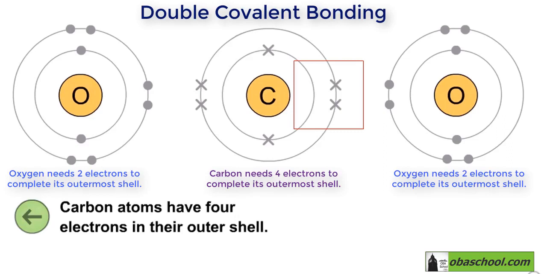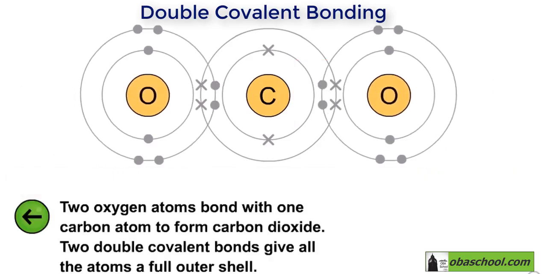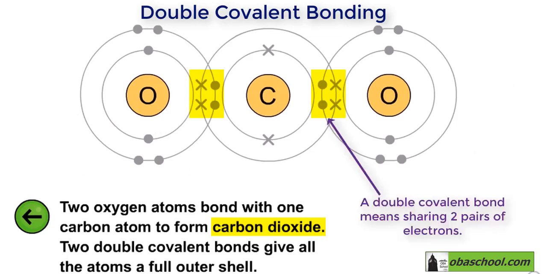What happens is the atoms attract and 2 oxygen atoms bond with 1 carbon atom to form carbon dioxide. We have 2 double covalent bonds, giving all the atoms a full outer shell. This double covalent bond means sharing 2 pairs of electrons between the atoms.